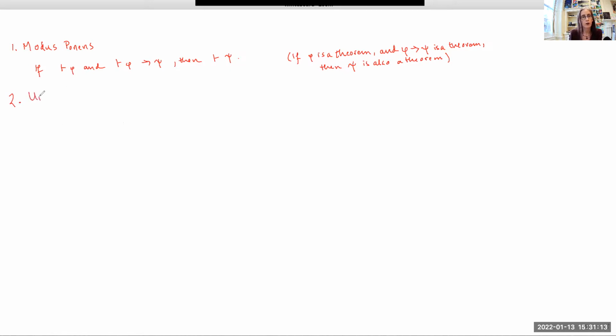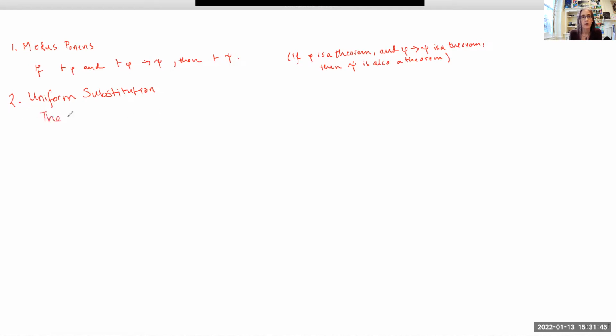The second rule is the rule of uniform substitution. So I will say it out loud and then write down a definition of it. Uniform substitution says that the result of uniformly, i.e. across the entire formula, replacing atoms P1 to Pn by well-formed formulas of any complexity, beta 1 to beta n, in something that is already a theorem will also be a theorem.